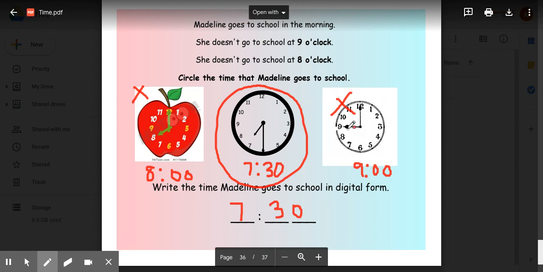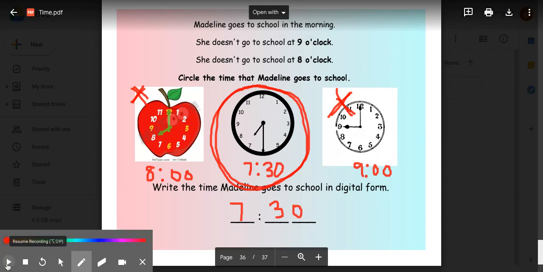The last clock, the hour hand is pointing to the 9 and the minute hand is at the top. So this shows 9 o'clock. Now we know she doesn't go to school at 9, so it is not this clock. She doesn't go to school at 8, so it is not this clock. Circle the time that she does go to school, which is the clock in the middle, 7:30. And I also wrote it digitally. She goes to school at 7:30.